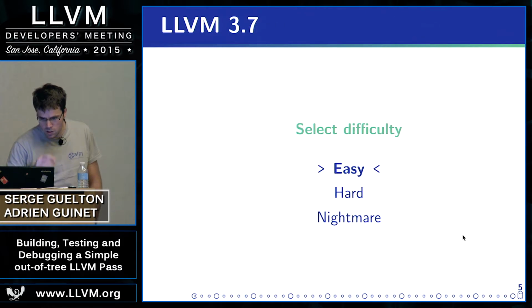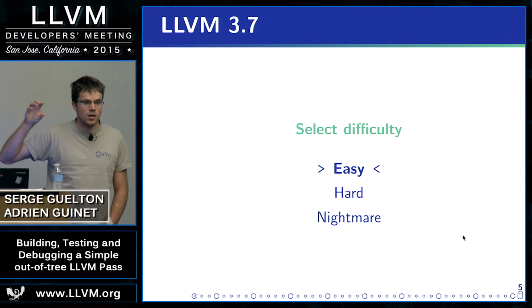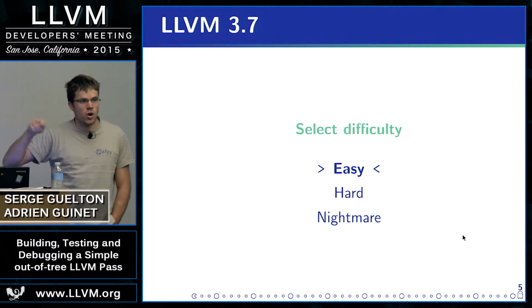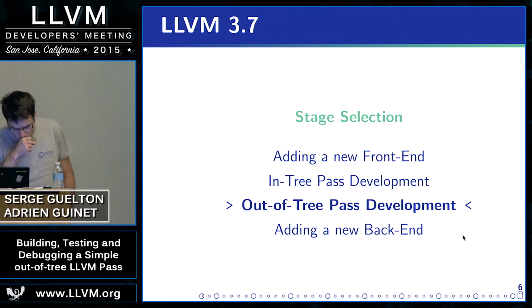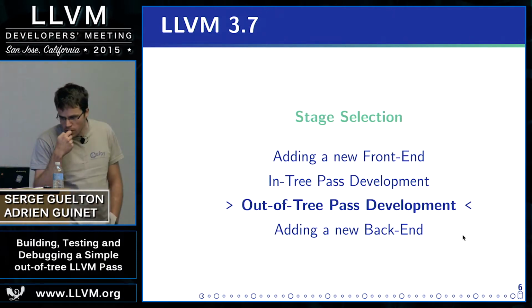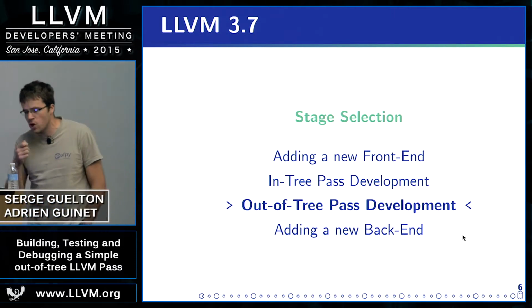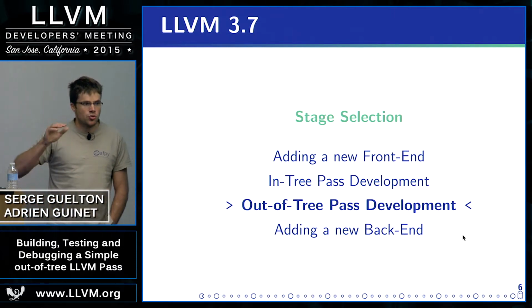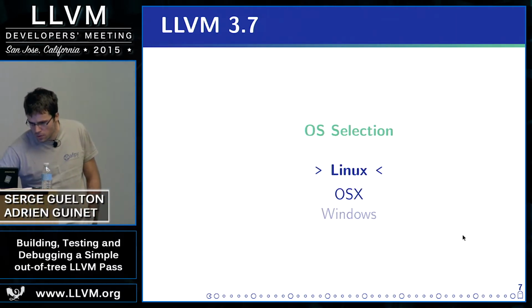So LLVM is loaded, and then you select the difficulty of the tutorial. This is an easy tutorial, okay? No hardcore stuff here, just the basics. Then you do the stage selection. We're not going to speak about how to develop a front end or a back end, nothing about in-tree. It's out-of-tree pass development.